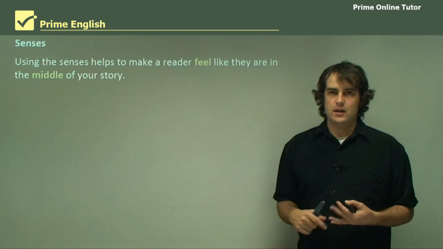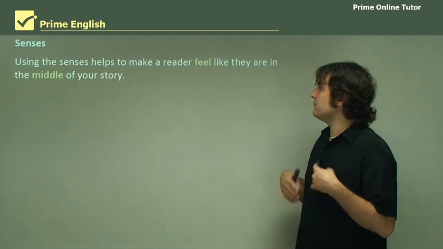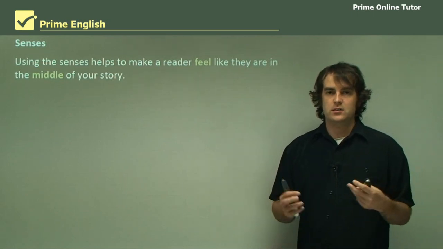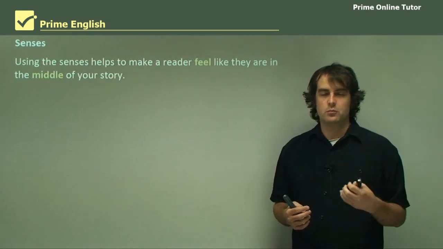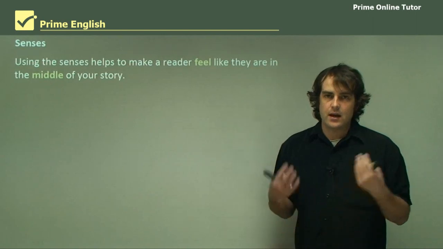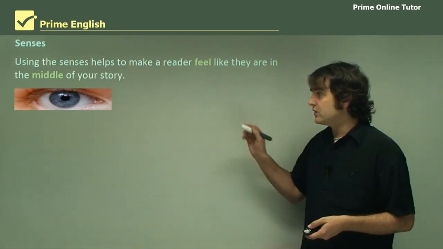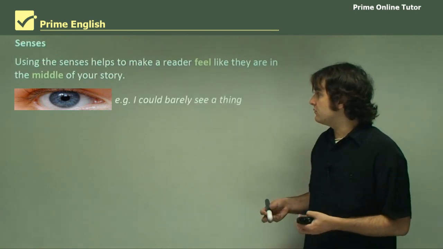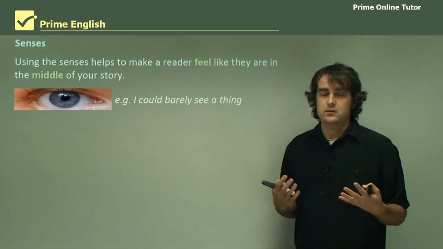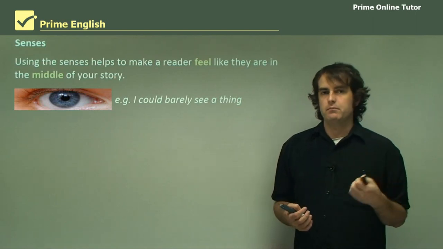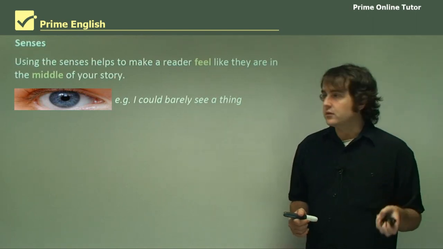So the senses are the next thing we'll look at, and the senses really make a reader feel like they're part of the story. All right, so it's taking more than what we just normally see, and it adds sound, it adds taste, it adds all those things as well. So some examples. We'll start with sight, and I could barely see a thing. So that's how you can use someone's sight. You can sort of imagine not being able to see something, for instance.